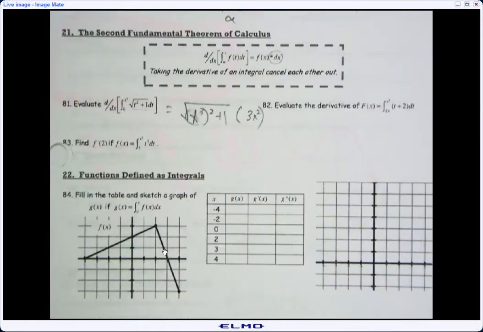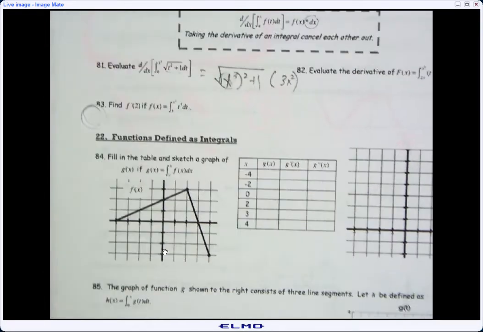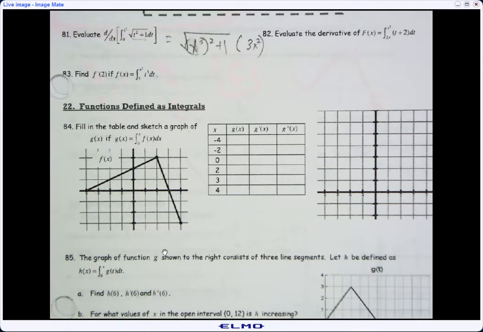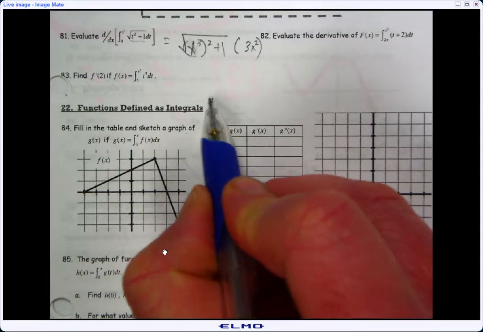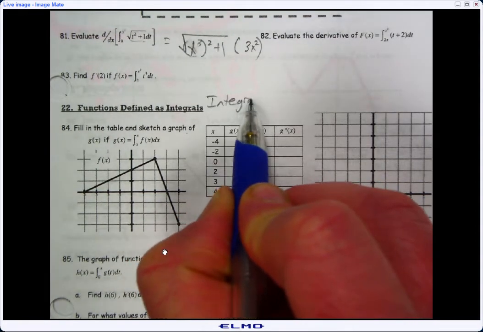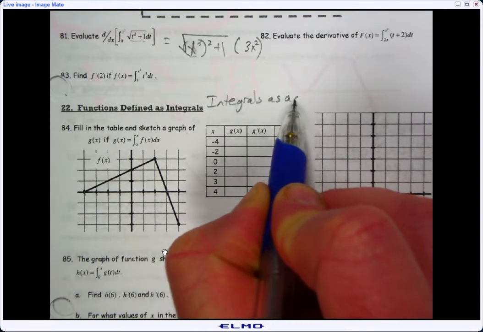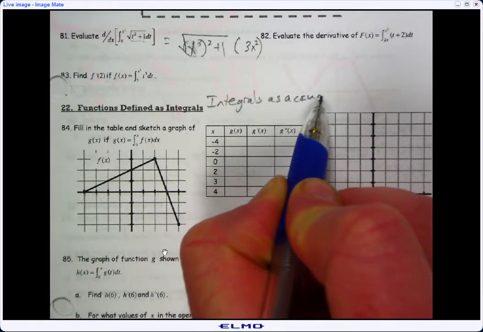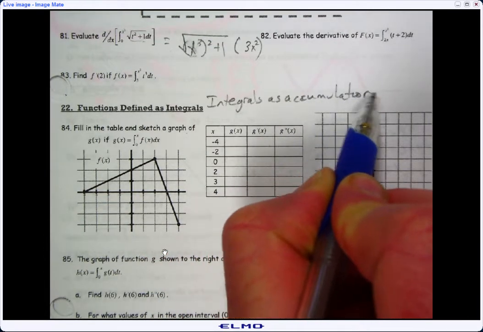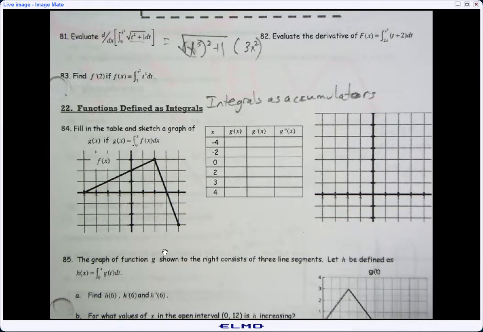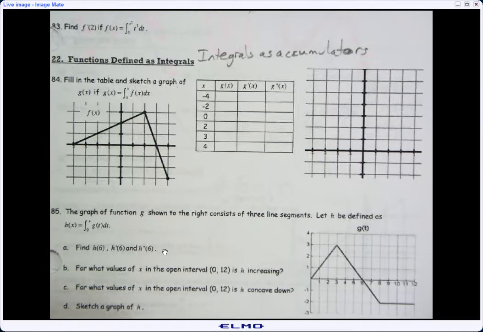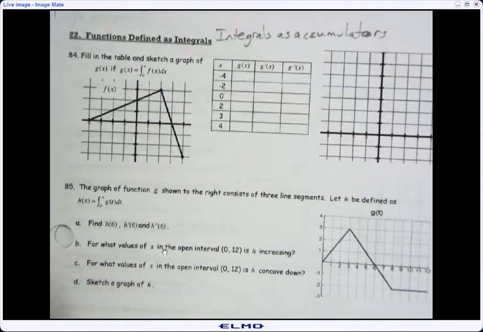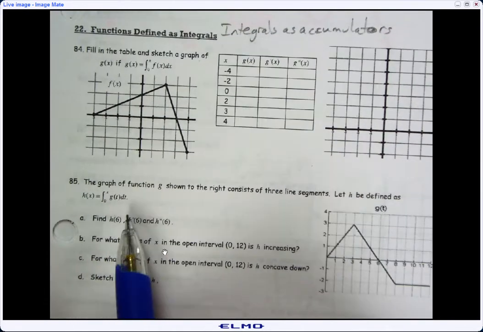Okay, keep going here. Functions defined as integrals. Again, I'm going to suggest you go to the integrals as accumulators and work through a whole bunch of those problems, or just at least watch the video on how to do that. That was something we did not get to as much first trimester.